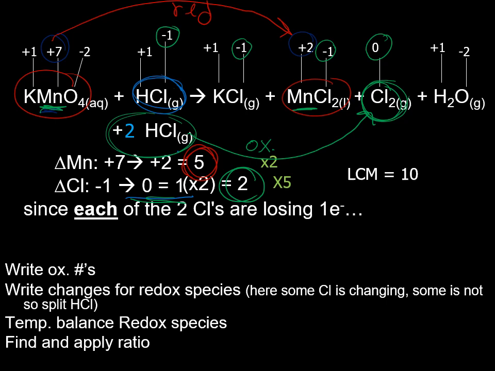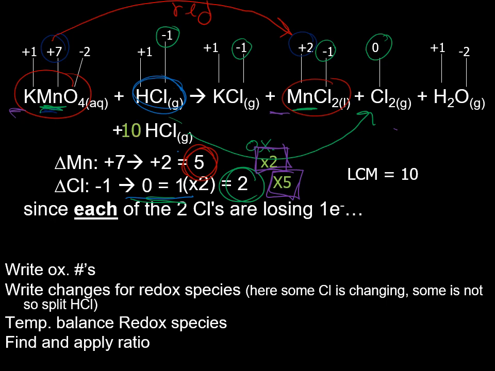We're going to have to apply a factor of 2 to our manganese, so the coefficient that's going to end up in front of our manganeses is going to be 2, and the coefficient that's going to end up in front of our redox chlorines, not all the chlorines, but the redox chlorines specifically, these guys right here, is going to be a 5. So we're going to drop that 5 in front of this chlorine over here, and this 2, the temporary coefficient of 2, we're going to be multiplying it by 5. So let's clean this up and put in the coefficients.